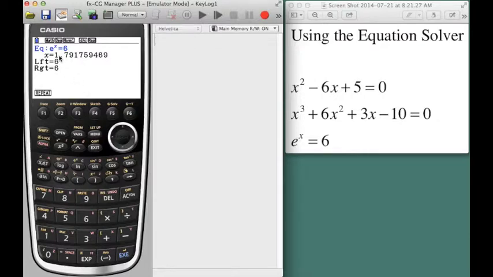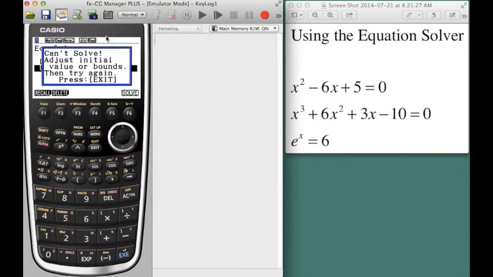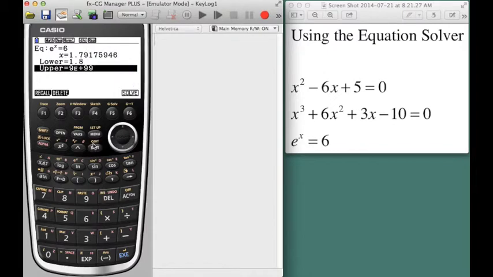But what if there's an answer bigger than 1.79? So I'm going to repeat, and for my lower value I'm going to put in 1.8 and go up towards basically infinity and solve it. And there are no answers. I knew that already, but I'm just showing you what happens when there are no answers.